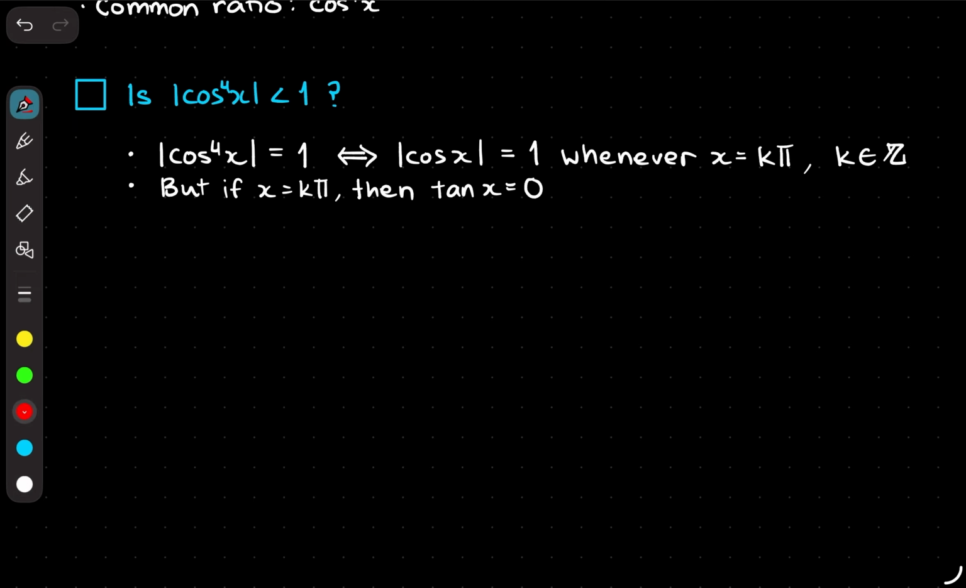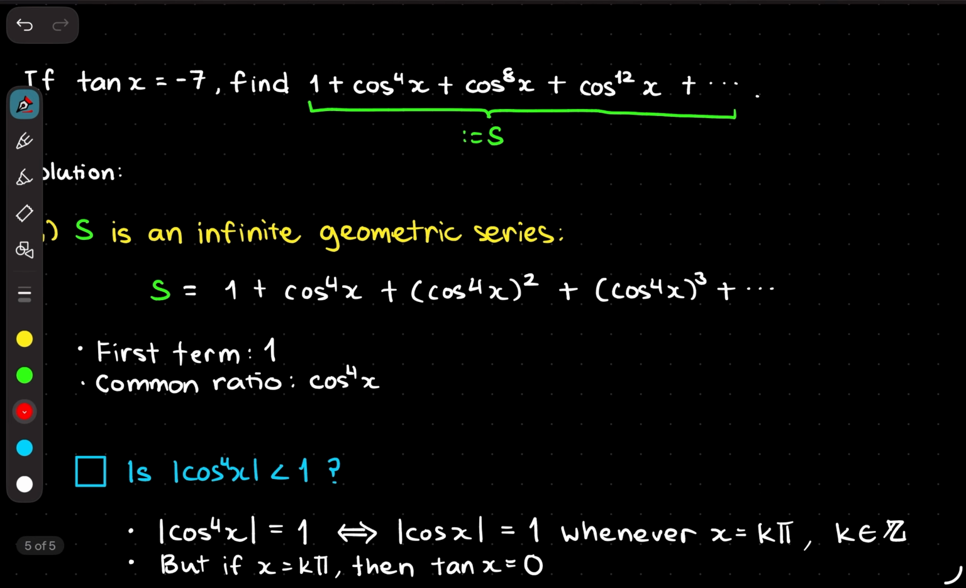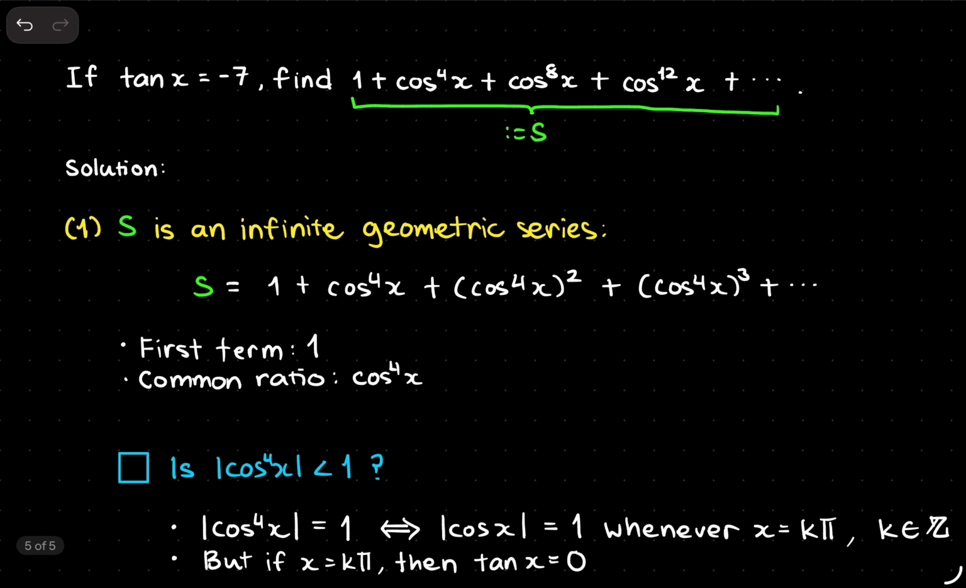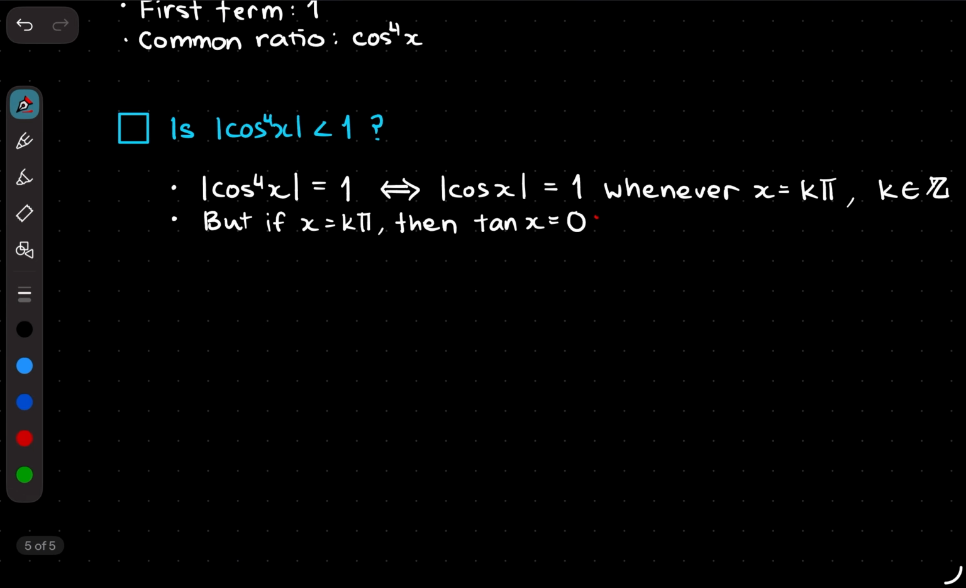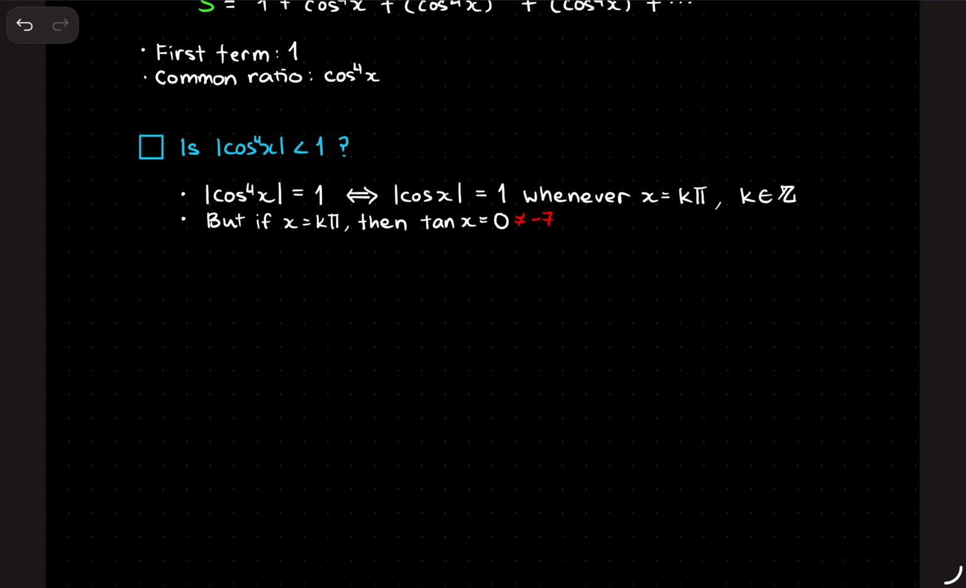And this is where the contradiction comes in, since we have established, or it is given, that tangent x is equal to negative 7. Negative 7 is clearly not equal to 0. What this means is that if this is not the case, then x cannot be equal to k pi.